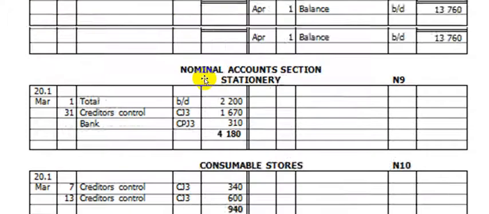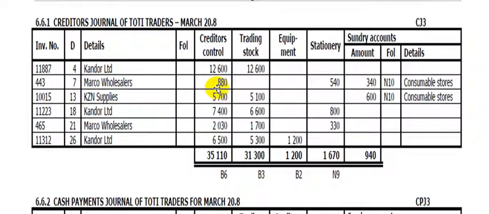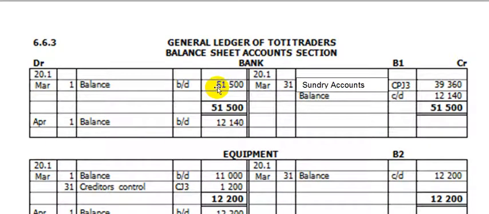Okay, gentlemen, so I hope you now understand with task 6.6 how to post the creditors journal and the cash payments journal into your general ledger. The biggest secret, I guess, is just to understand your accounting equation. And once you understand your accounting equation, you can then decide, does it go on the debit or the credit side? Is it going up or down?